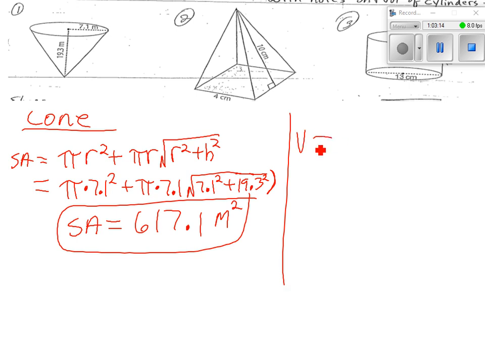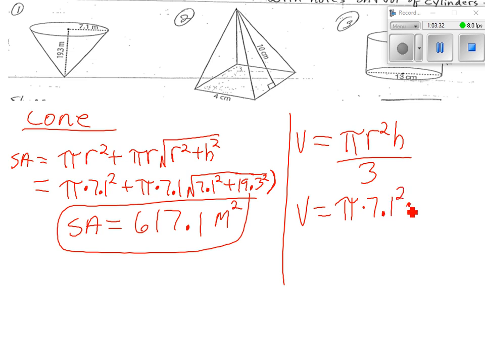What's the formula for volume? Pi radius squared times height divided by 3. So we got pi, what's the radius? 7.1. So do we have to find the height if they don't give it to us? What's the height? 19.3. Normally, they'll give you the height. It's the slant height that they normally don't give you. So sometimes it may be the other way around.